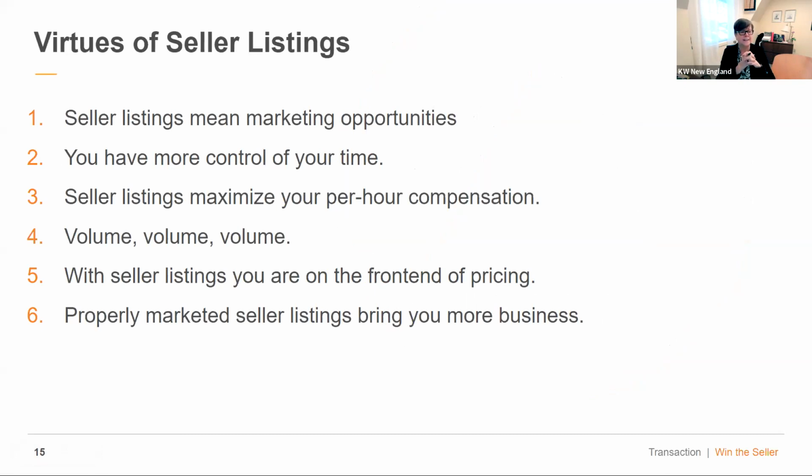the virtues, as they say, of the seller listing, right? And this is straight out of the MREA book. Let's talk through it a little bit. This is also in your participants guide. So listings mean more. I'm going to walk through it. We're going to talk about it for just a minute. So seller listings mean marketing opportunities. Marketing opportunities for who? The house or you?